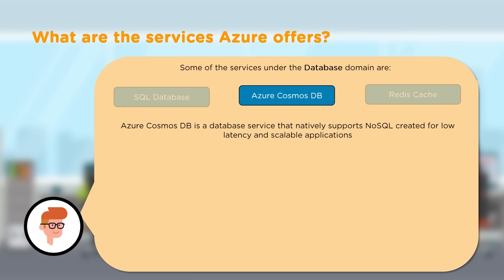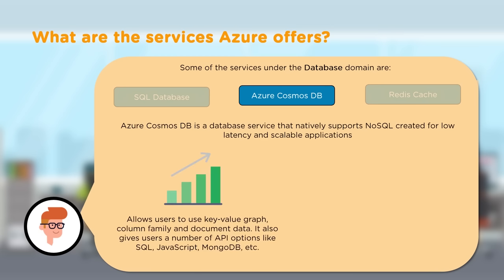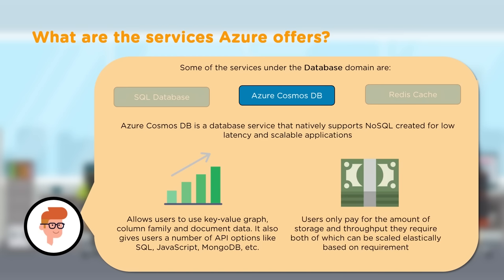Cosmos DB was built with global distribution in mind, and with horizontal scale in mind. All this we can use by only paying for what we have used. And remember, the difference between Azure Cosmos DB and SQL Database is that Azure Cosmos DB supports NoSQL, whereas SQL doesn't. A few other things about Azure Cosmos DB: it allows users to use key-value, graph, column-family, and document data. It also gives users a number of API options like SQL, JavaScript, MongoDB, and a few others that you might want to check in the documentation. The best part is that we pay only for the amount of storage and throughput that are required, and the storage and throughput can be elastically scaled based on the requirement.